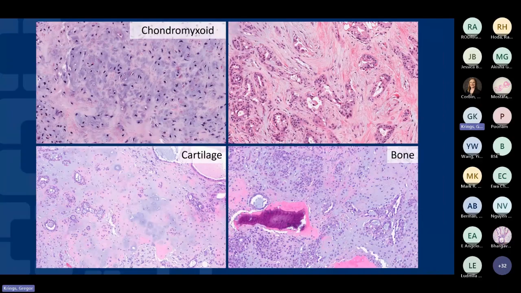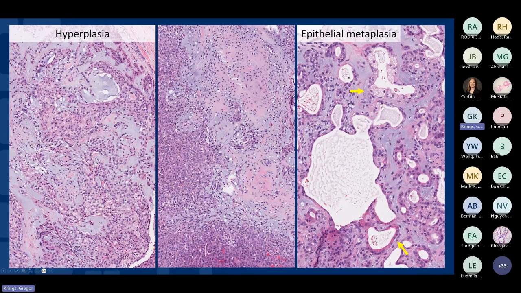Here are some examples of the typical stroma, being chondromyxoid in most cases. Most tumors also have areas that are more fibrous in appearance, and rarely you can also see frank cartilage and bone formation as well. The epithelial component sometimes can show hyperplasia, usual type ductal hyperplasia, and in some cases also metaplasia. Here we have an example of sebaceous-like metaplasia at the top of the screen, and on the bottom we see an area of apocrine metaplasia.